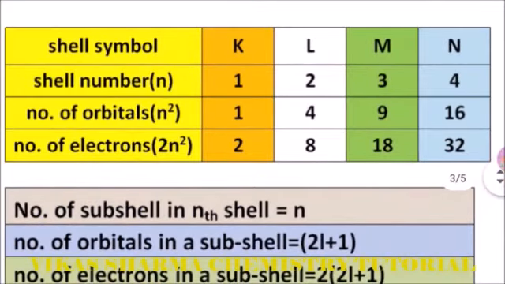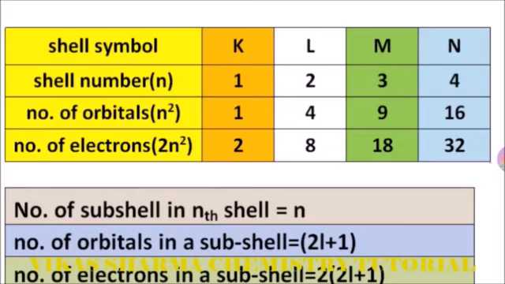The shell symbols are K, L, M and N. Shell K belongs to 1, shell L is 2, M is 3 and N is 4. The number of orbitals is always equal to n squared. So for the K shell, 1 squared means only one orbital. The L shell has 2 squared, which is 4 orbitals. The M shell has 3 squared, which is 9 orbitals, and for the quantum number 4, 4 squared is 16 orbitals.